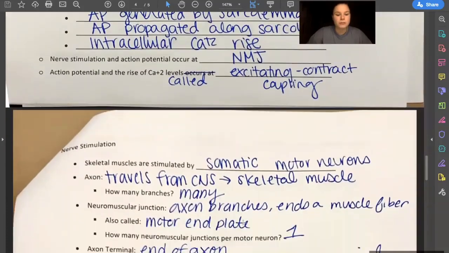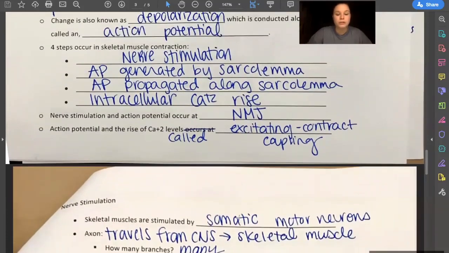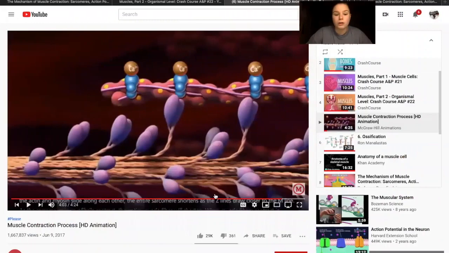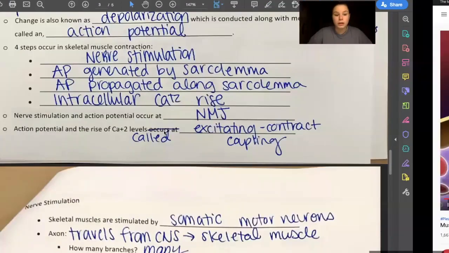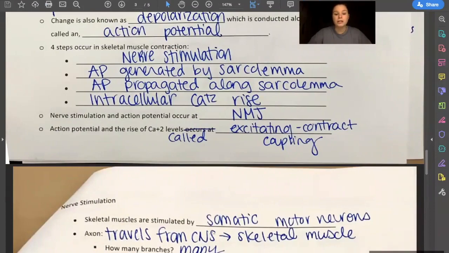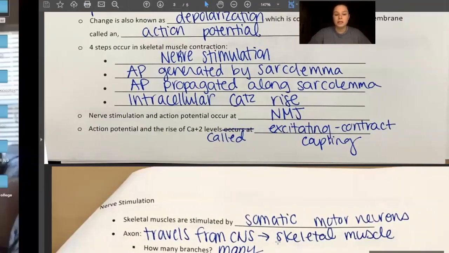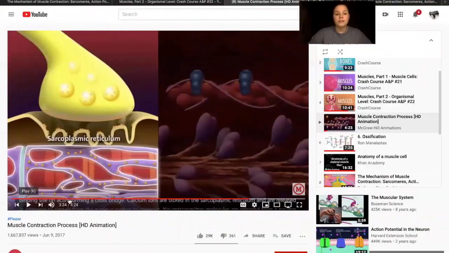So then we have nerve stimulation. Okay, so the skeletal muscles are stimulated by somatic motor neuron. So this is a somatic motor neuron. Okay, motor for movement, somatic for body, and that's a neuron. Okay, and so the axon is traveling from the CNS to the skeletal muscle. So the CNS is the central nervous system.